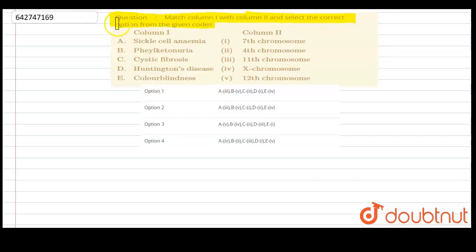In the question, we are given: match column 1 with the second and select the correct option from the given codes. So first we start with the E option, that is color blindness.